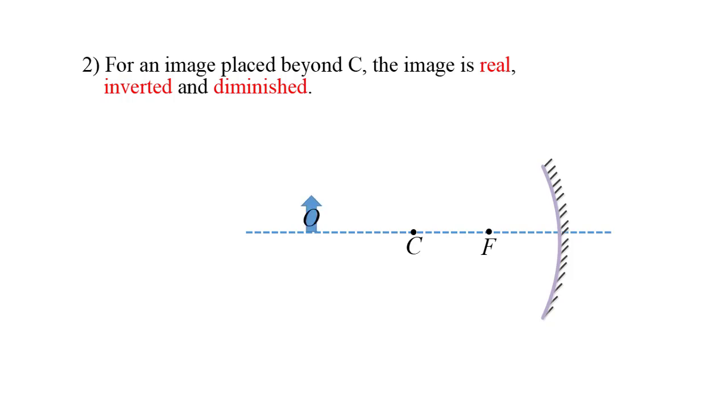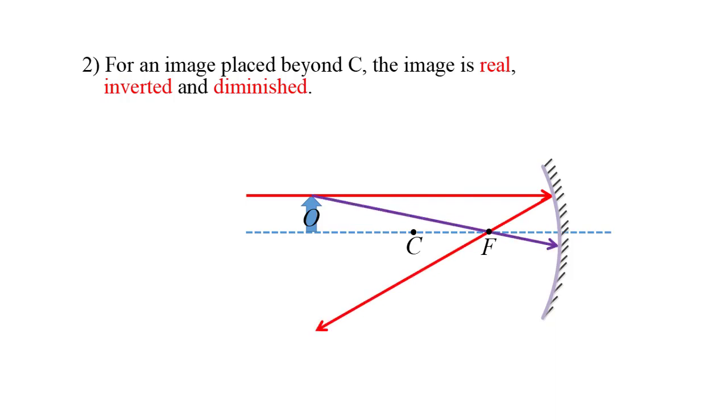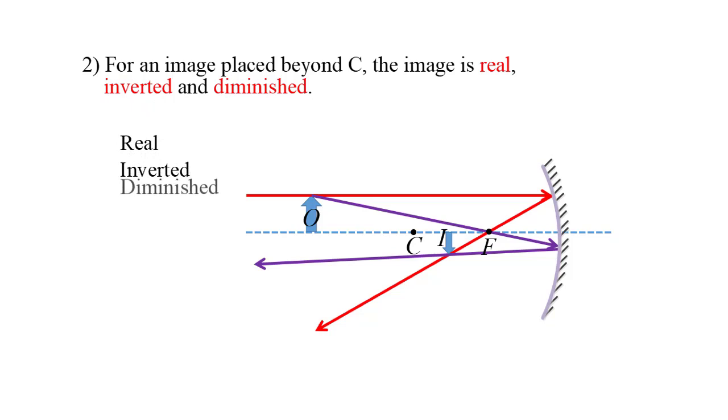If this is the position of our object, because it is given to be beyond C, this ray has to be reflected through the focus, and a ray that is already going through the focus is reflected parallel to the principal axis, and this is the place where the image is created. And as you can clearly see, this image is real, inverted, and diminished.